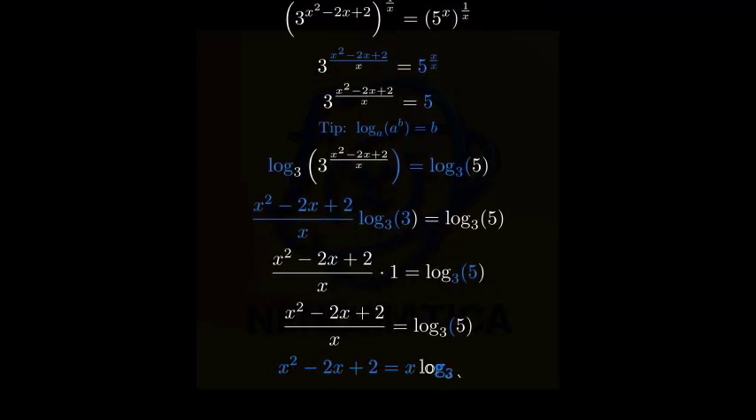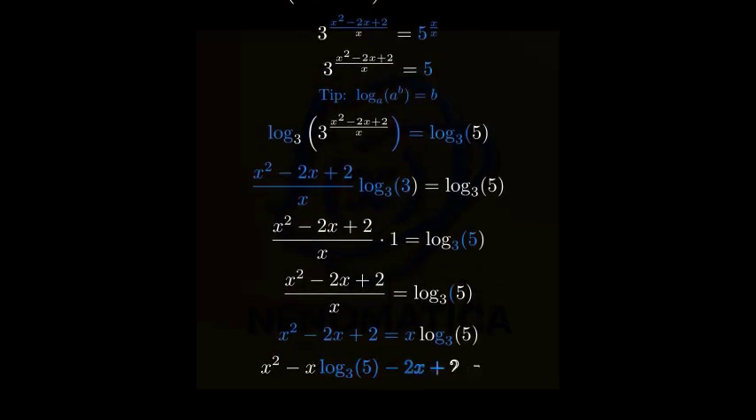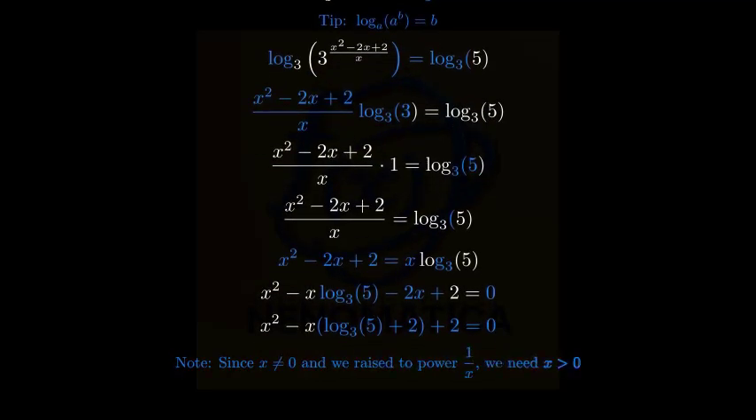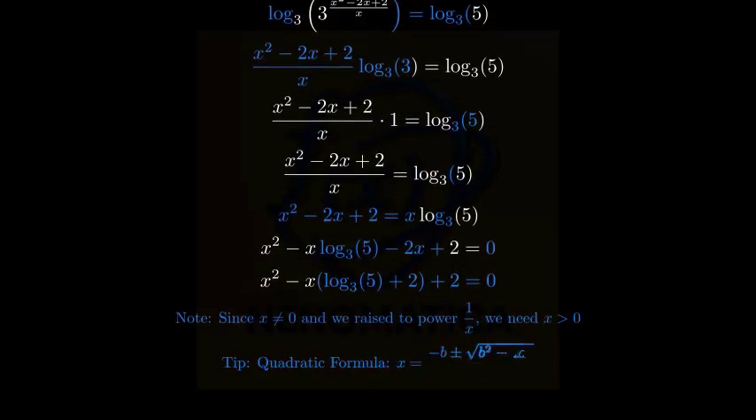Now, let's multiply both sides by x to eliminate the fraction. Let's rearrange this equation into standard form for a quadratic equation, with all terms on one side. We can combine like terms by factoring out x from the x log base 3 of 5 and negative 2x terms. Now, we have a quadratic equation.